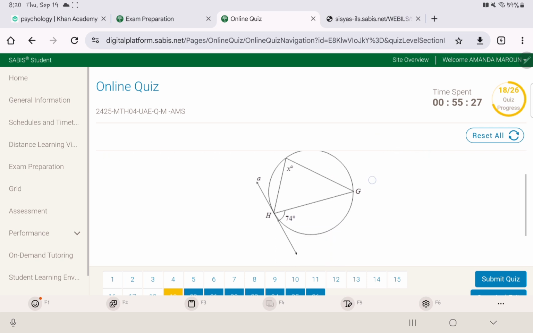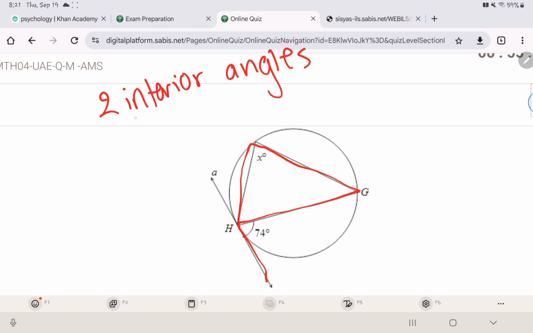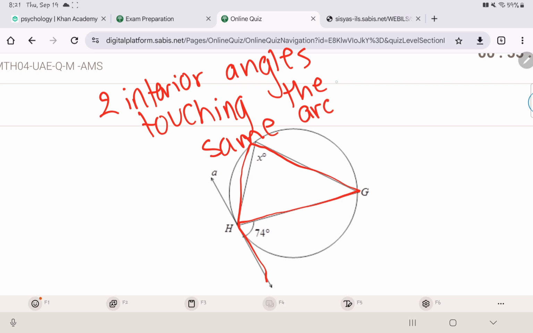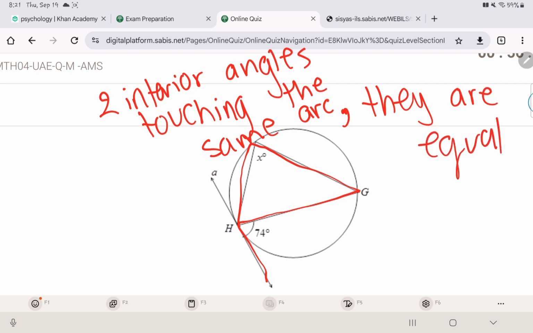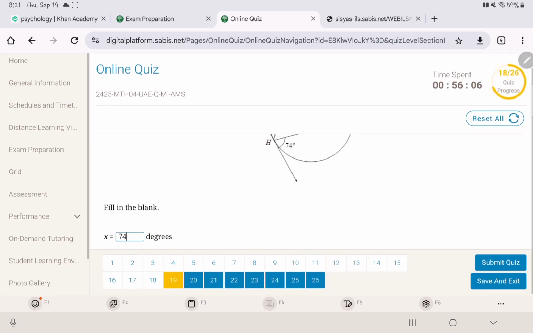What rule can you derive from this? We can derive the rule that if you have two interior angles touching the same arc, then they are equal. This is one of the easiest definitions. So x is equal to 74.